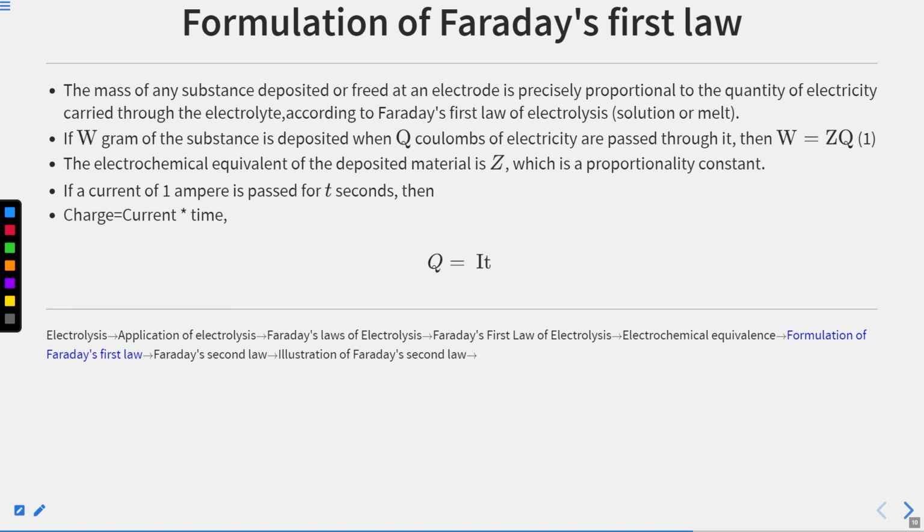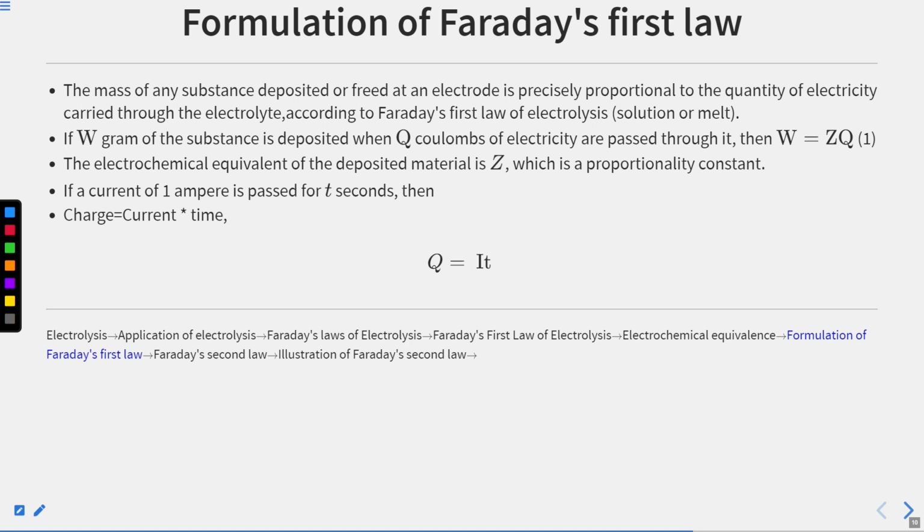We know that the mass of any substance deposited or freed at an electrode is directly proportional to the quantity of electricity passed through the electrolyte, according to Faraday's first law. Now suppose that W gram of the substance is deposited when Q coulombs of electricity are passed through it, then W is equal to ZQ, where Z is the electrochemical equivalent of the substance, the proportionality constant.